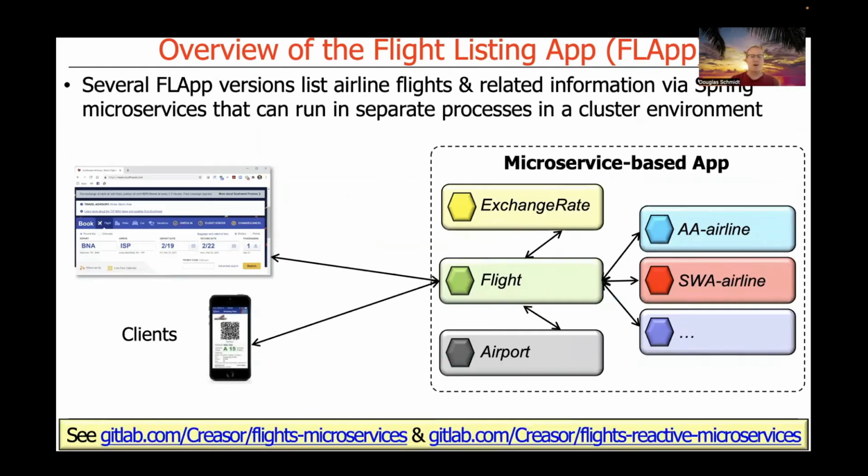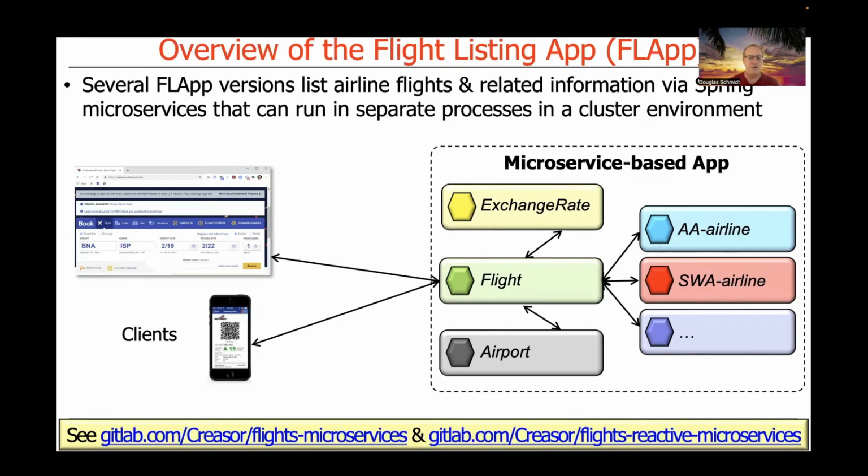And the original version that we looked at, which is what we talked about the last couple of weeks, were the monolithic implementation and a client-based way on Android of accessing said monolithic implementation. And now we're going to start talking about the first of several FLApp versions that list airline flights and related information using Spring microservices. And these microservices, of course, can be configured to run in separate processes in some kind of distributed computing environment or a cluster computing environment, or whatever you want to use as your execution platform.